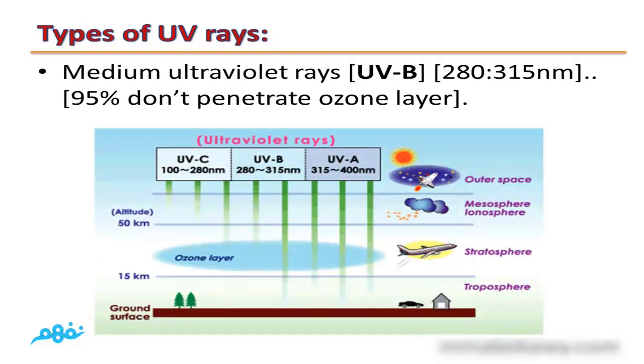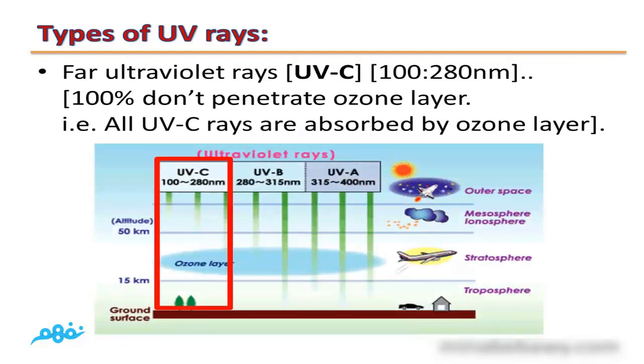The second type is called medium ultraviolet rays or UVB, and its wavelength ranges from 280 to 315 nanometer, and 95% of UVB don't penetrate ozone layer. This means that only 5% of UVB enters to us through ozone layer.